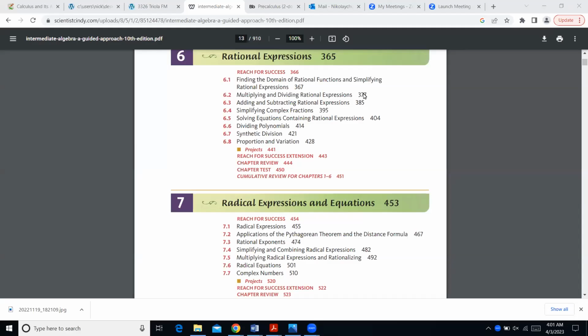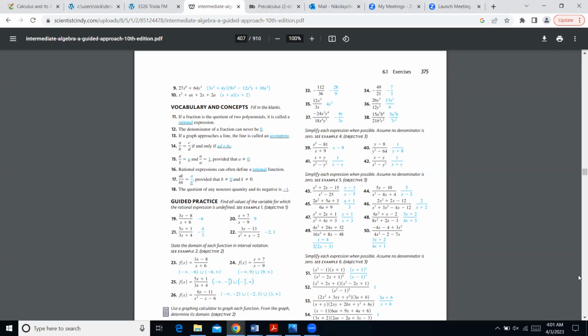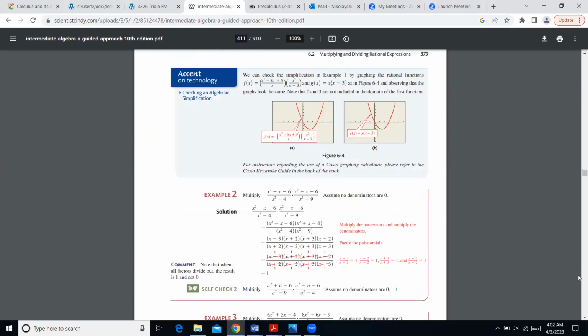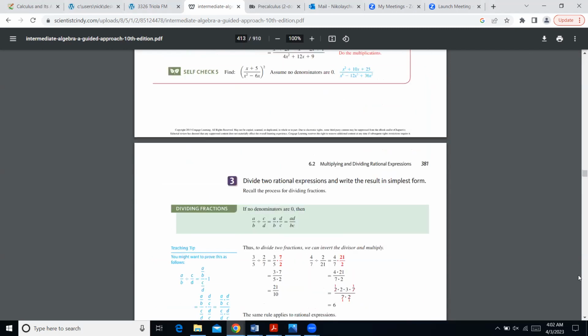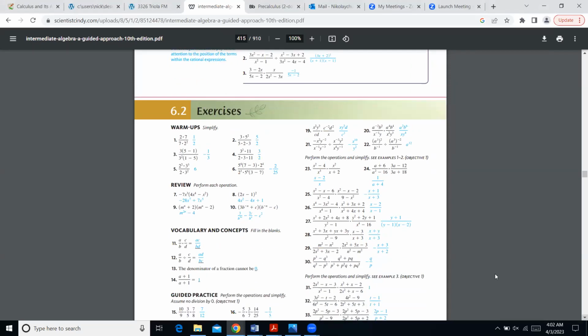I'm going to go to page 377. So adding 30 is about 407. So we used to factor and then cancel. That's the idea for exercises in chapter 6. So whenever you get the fraction, then you simplify it.